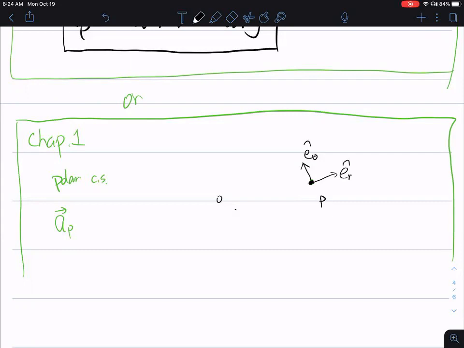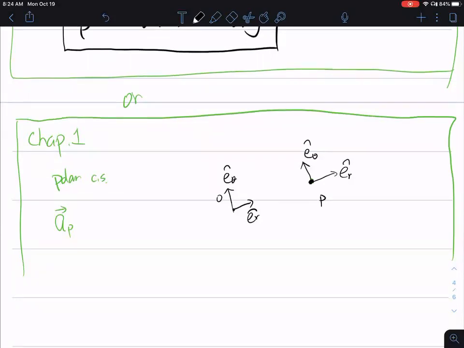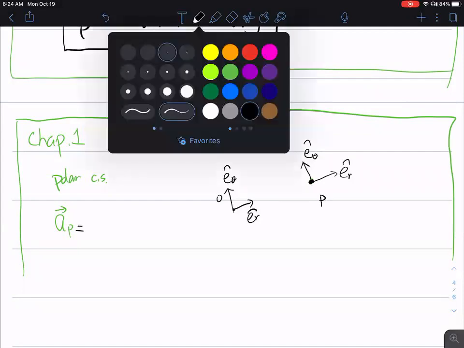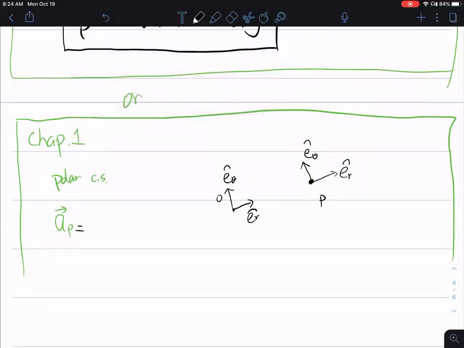Or you can put this coordinate system at your origin. Maybe that's easier to look at. E theta, ER. So your ER should always point from the origin to the particle. Okay, so this is how we set up our polar coordinate system. And what is the equation under polar coordinate system? Equation for acceleration, Michael?